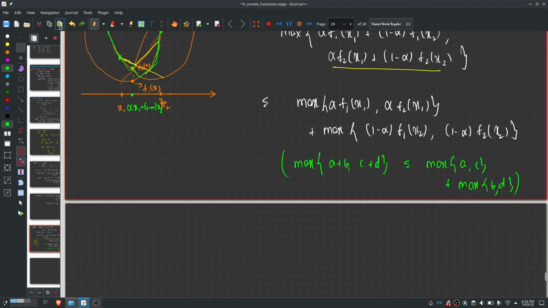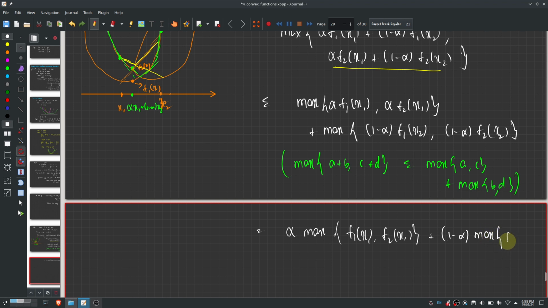Alright. But what is the first term equal to over here? This is just alpha times the maximum of f1 of x1, f2 of x1, plus 1 minus alpha times the maximum of f1 of x2 and f2 of x2.